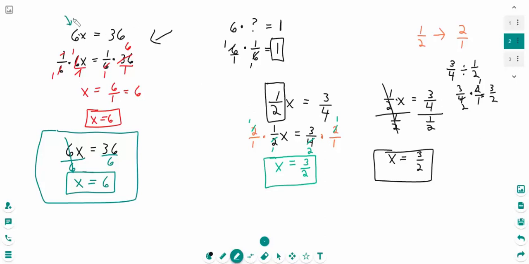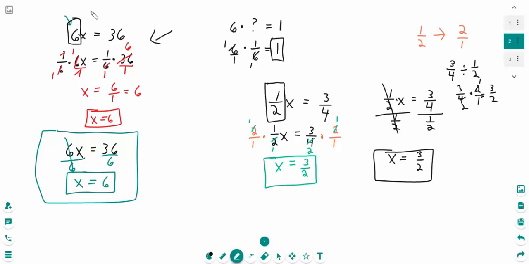If it's a whole number, like over here, I find it a lot easier to use division to divide out that 6, or that coefficient, instead of using the reciprocal. So if it's a fraction, use the reciprocal. If it's a whole number, use division. All right. Hopefully that makes sense to you.